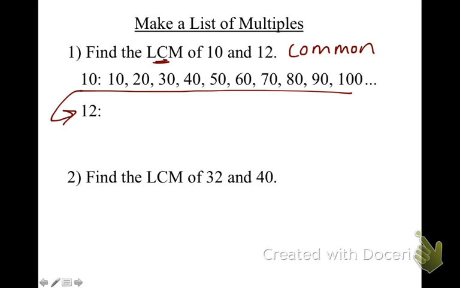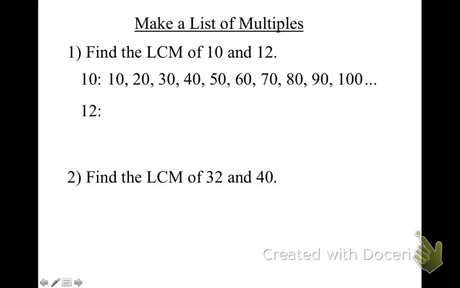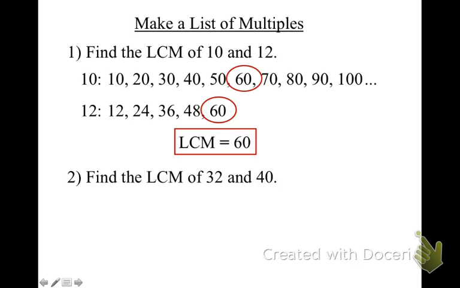Now it's time to find the multiples of 12. So let's say 12 times 1 is 12, times 2 is 24, times 3 is 36, 4 is 48, then we get 60, and if you notice, they have 60 in common. So my least common multiple is going to be 60.